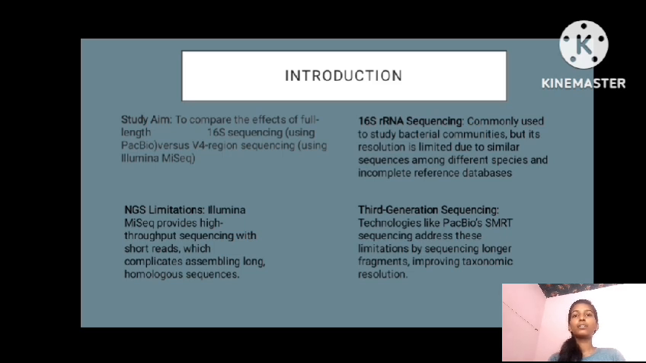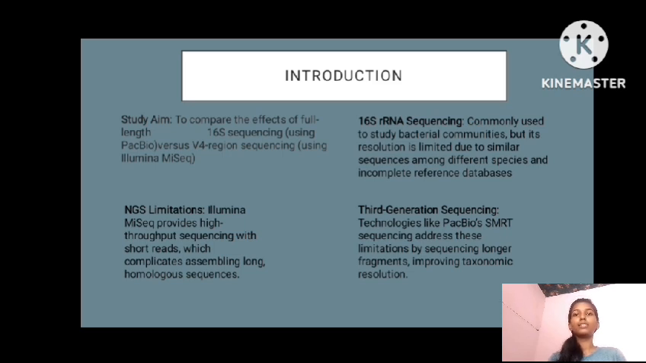Next is about 16S rRNA sequencing. To evaluate the success of an intervention, researchers commonly use massive parallel sequencing of the 16S rRNA gene, specifically targeting one of its variable regions. The next is next generation sequencing. Next generation sequencing technology like Illumina's MiSeq sequencing provides high throughput sequencing but generates relatively short reads.